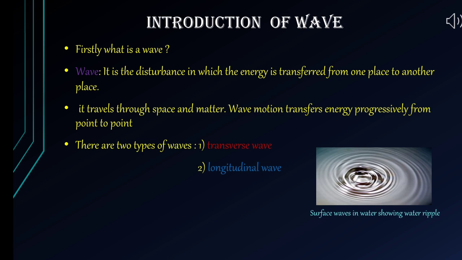Coming to the introduction of wave. Firstly, what is a wave? It is the disturbance in which energy is transferred from one place to another place. It travels through space, matter. Wave motion transfers energy from one point to another. As we all know, there are two types of waves. One is transverse wave and another one is longitudinal wave. This is an example of surface waves produced in water.